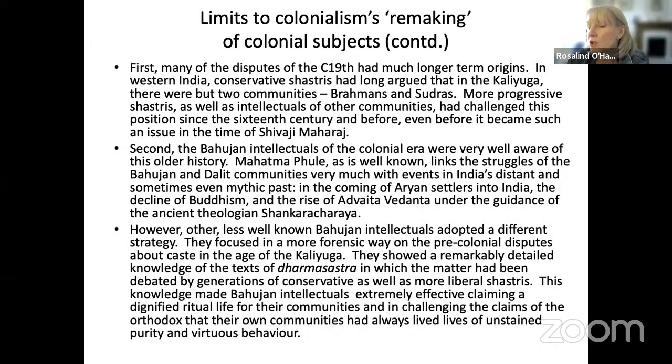Are there kshatriyas in the Kali Yuga? Who is a Shudra, and what are the ritual entitlements of Shudras? I think this awareness of their own history was one of the things that made Bahujan intellectuals so effective at claiming a dignified ritual life for their communities and challenging the claims that the only pure community in this era of the Kali Yuga are Brahmins.